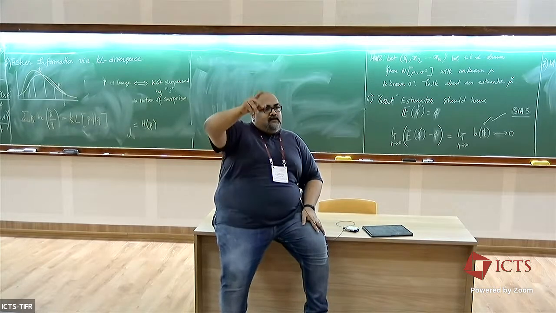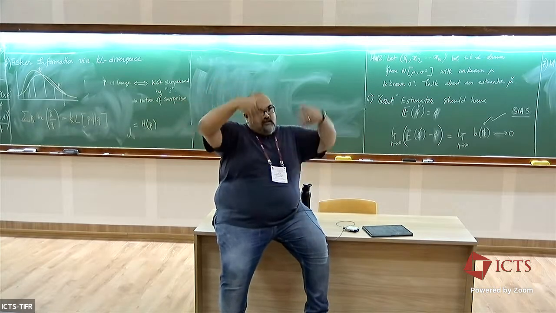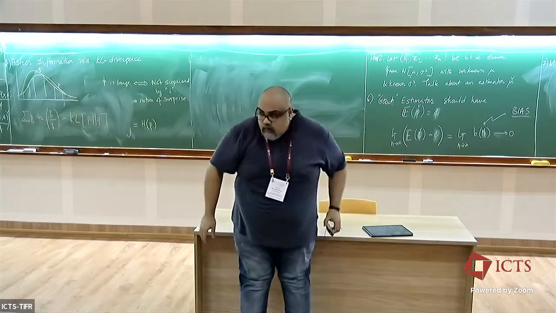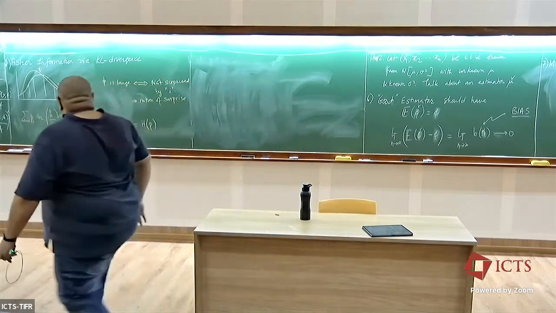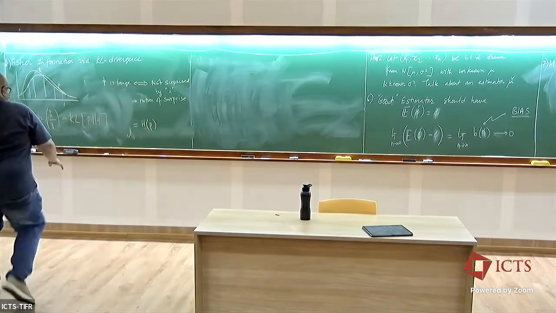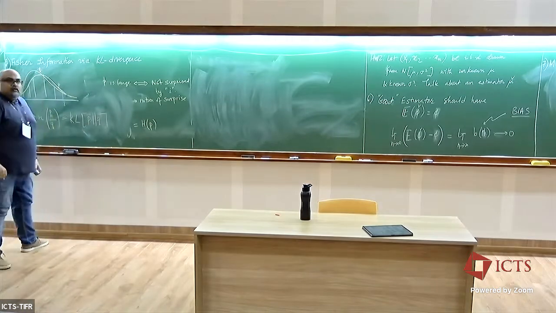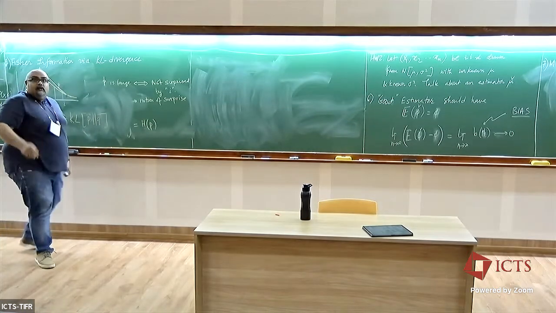When I'm writing KL of P and Q, I just mean the full probability distributions, the vectors on top. Yeah, if you want to think of them like that.